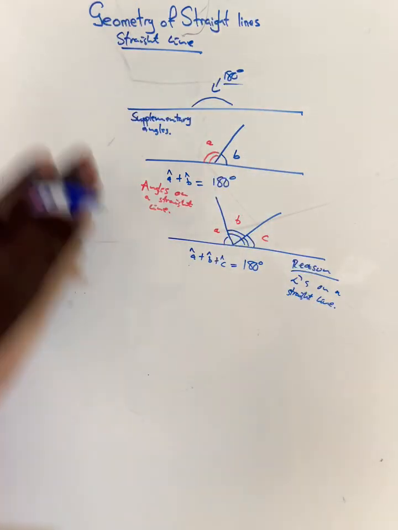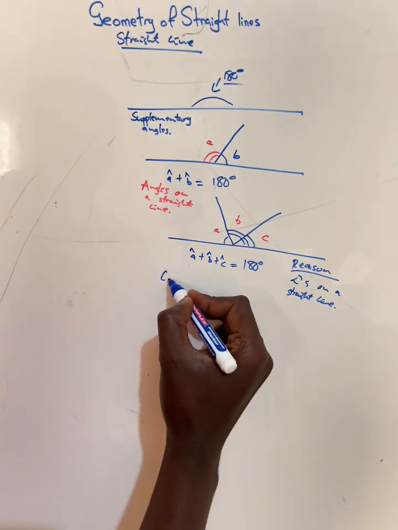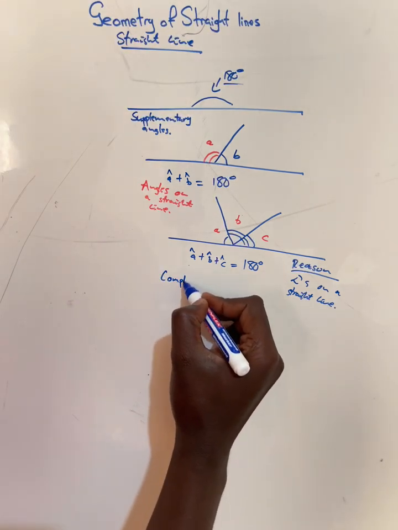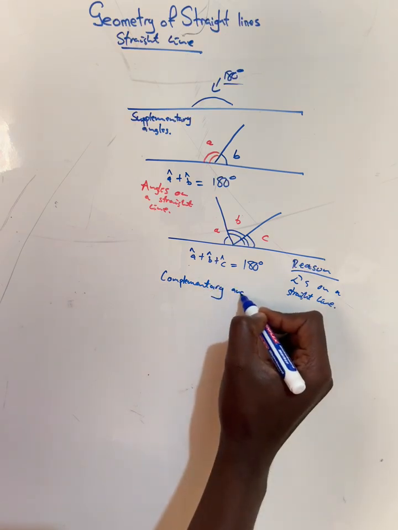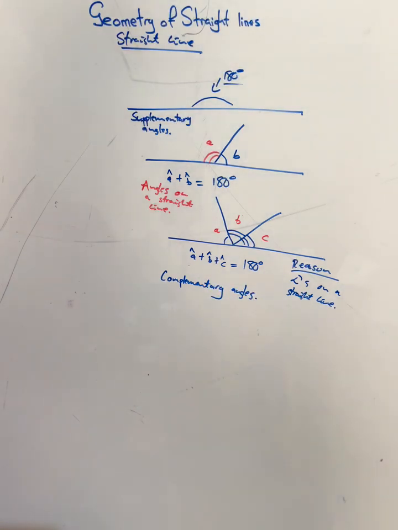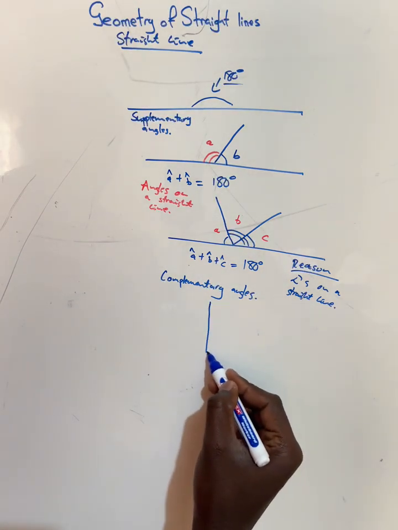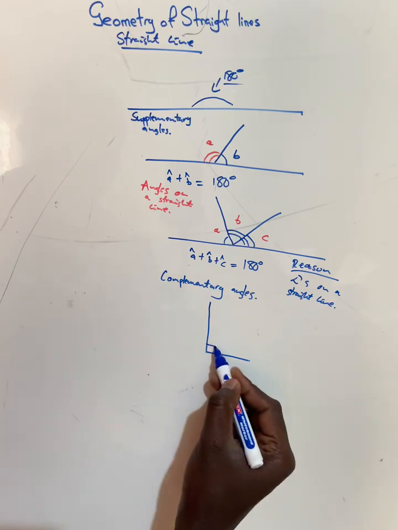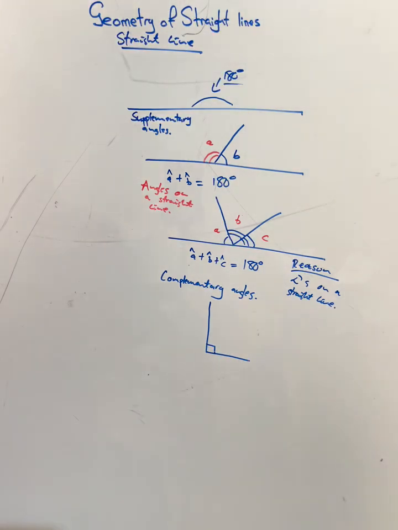Then from this, we have dealt with the straight line. Then we have what we call complementary angles. Now, complementary angles, this is if we happen to have here a right angle. Here there is a right angle. And we all know that on a right angle we've got 90 degrees.